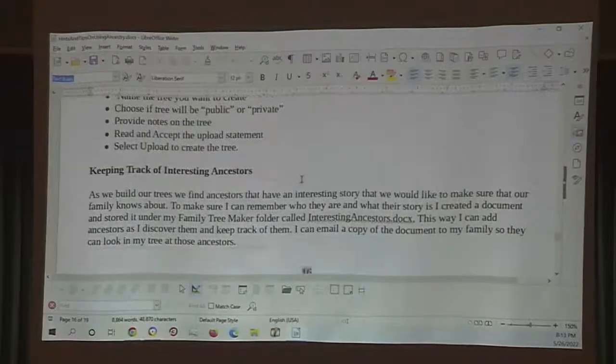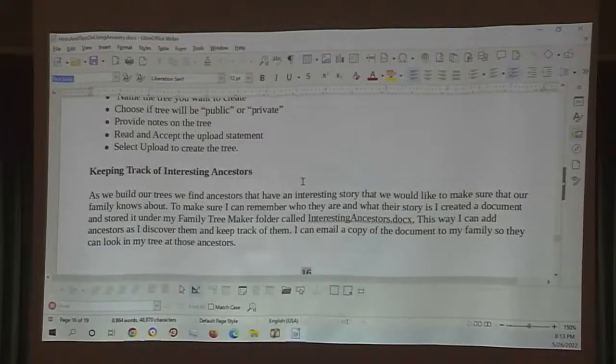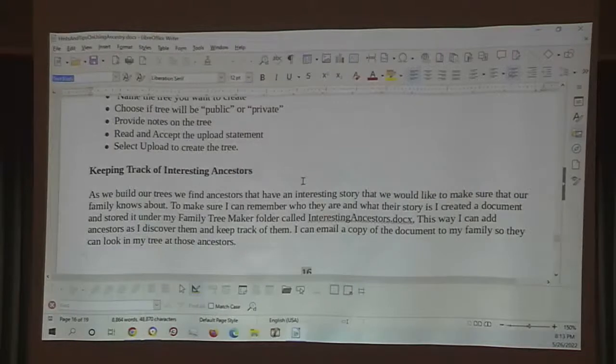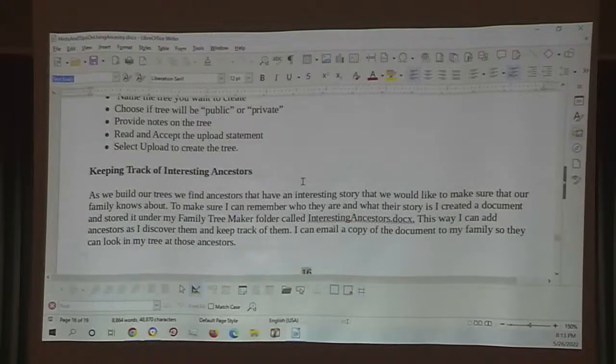Keeping track of interesting ancestors. How many of you have come across an interesting ancestor? You didn't write it down. You kind of remember what it was, and then you kind of forget who it is, okay? And you kind of remember what they did that was famous, but then you can't remember who they were.